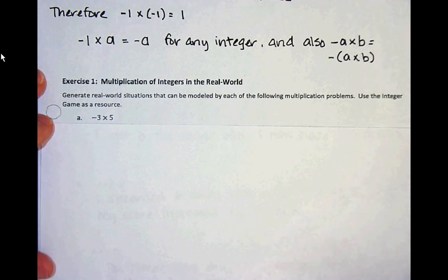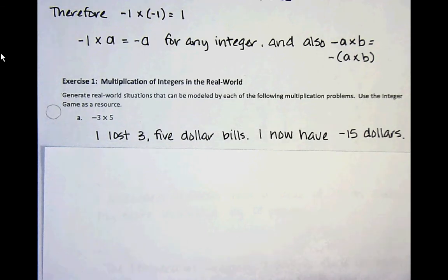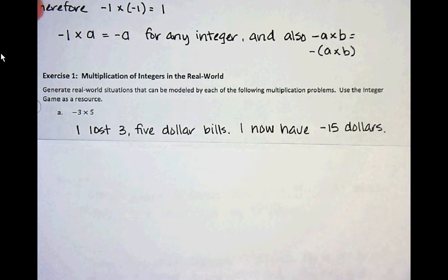All right, again, there are many possible ways to answer this, but you could say, I lost 3 $5 bills, now I have minus $15. So that could be one way to show it. You can come up with a different way.